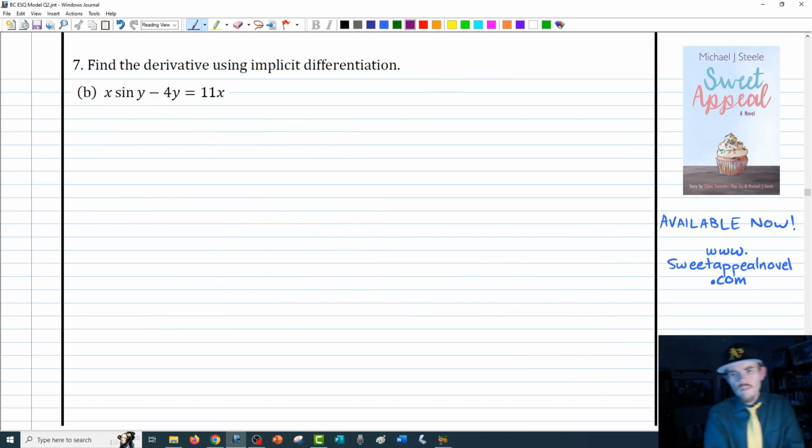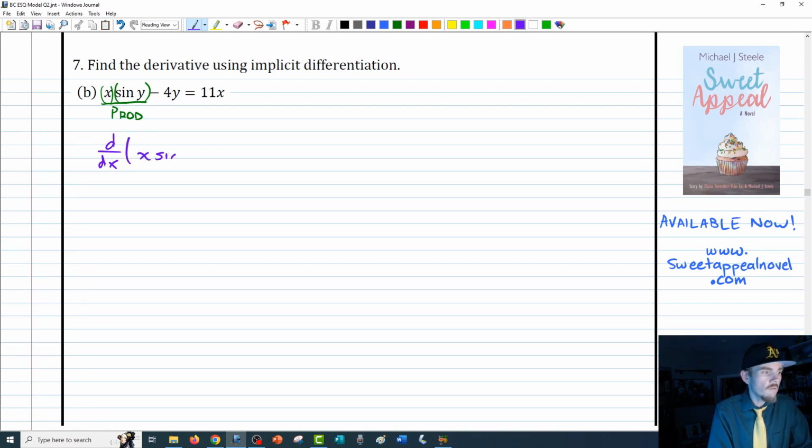Question B in this section doesn't escalate things too wildly, particularly with terms like 4y and 11x, but this first term here, x sine of y, is going to require some special attention. Because we're multiplying x times some other function, we're going to have to use the product rule on that little section. So as a heads up, the product rule will be involved.